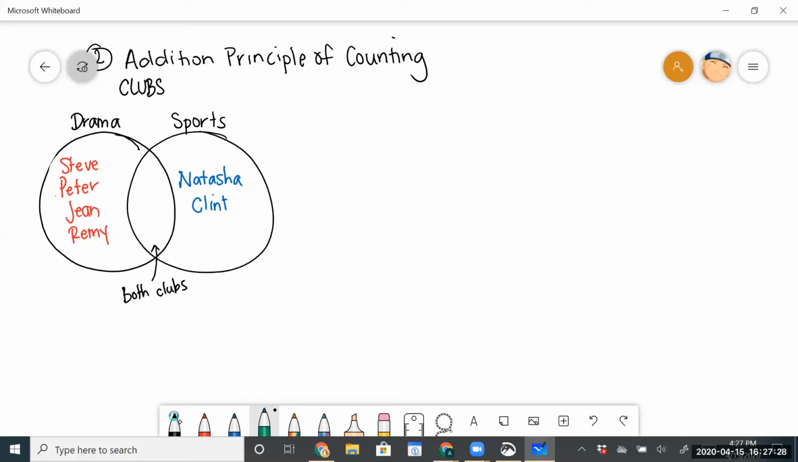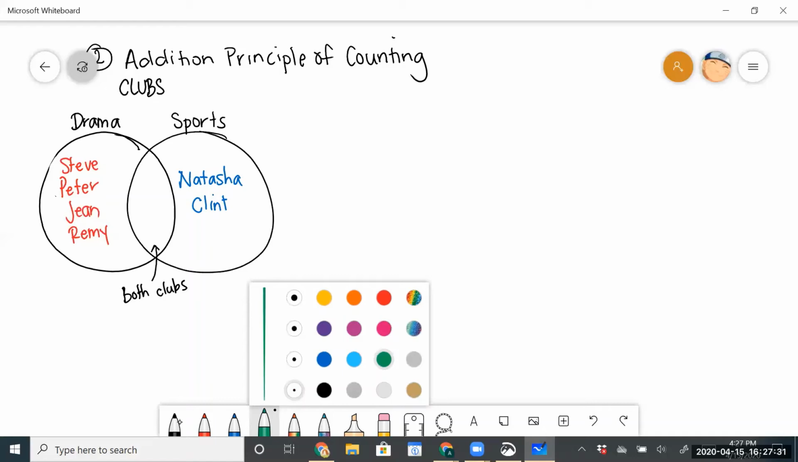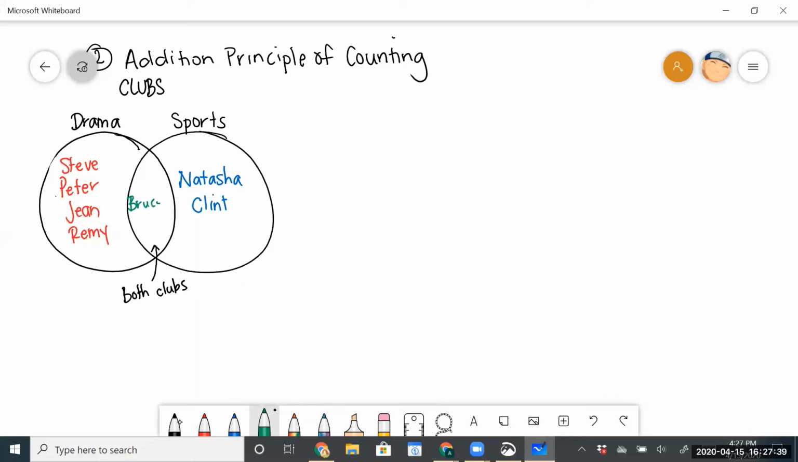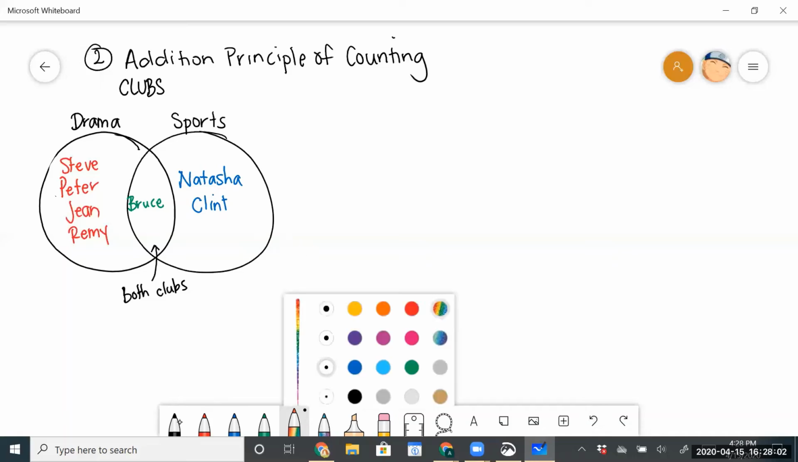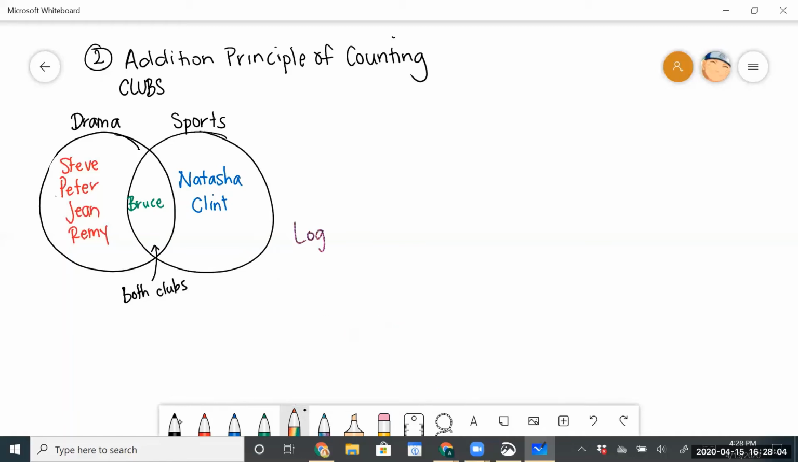And finally we'll have that overachiever who is in both clubs. I don't know how they found time to be in both clubs. That's going to be Bruce. Bruce is going to be in both clubs, and Bruce is green. How fitting. And finally, we're going to have the person who is not involved in either of these clubs. Perhaps they're involved in a club outside of school, or just not drama or sports. There's plenty of clubs on our campus that are not drama and sports. We'll name this person Logan. So Logan is not in either of the clubs.